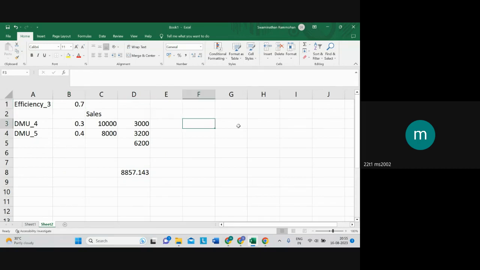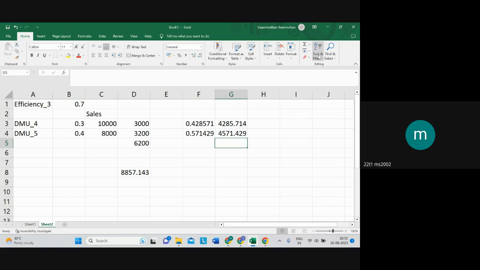So the ideal way to do this is to normalize the respective DMU's efficiency. It is going to be 0.3 divided by 0.7, second, 0.4 divided by 0.7. So now if you use these two as your dual variables, these are actually not your dual variables. These are the normalized dual variables for DMUs 4 and 5. So here if you do that, 0.4 into 10,000, this is nothing but 0.57 into 8,000.